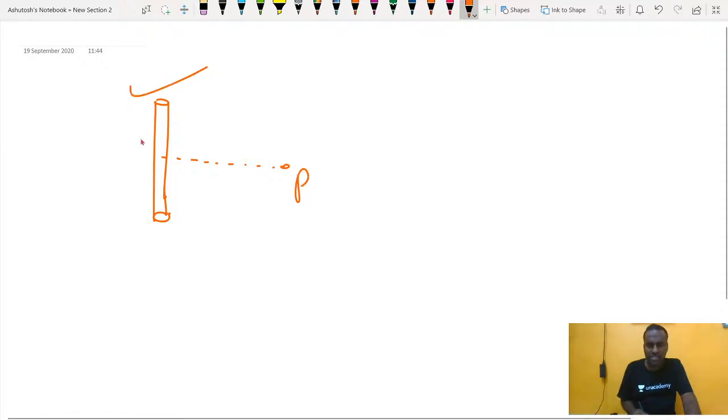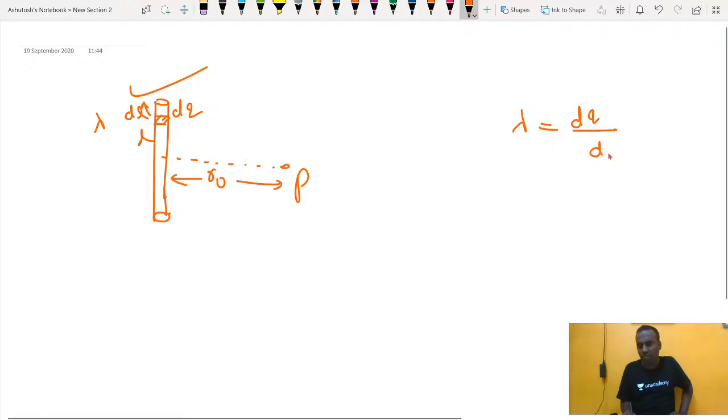Since this is a continuous charge distribution, you need to take a small elementary part. Let us suppose this distance is R naught, and this is length L. The small elementary part, students, is dL. This is dQ. Lambda is the linear charge density, so lambda is equal to dQ upon dL. Then dQ is equal to lambda times dL, students.